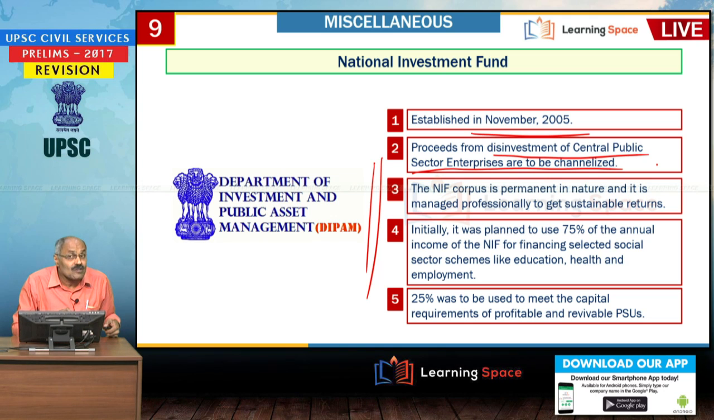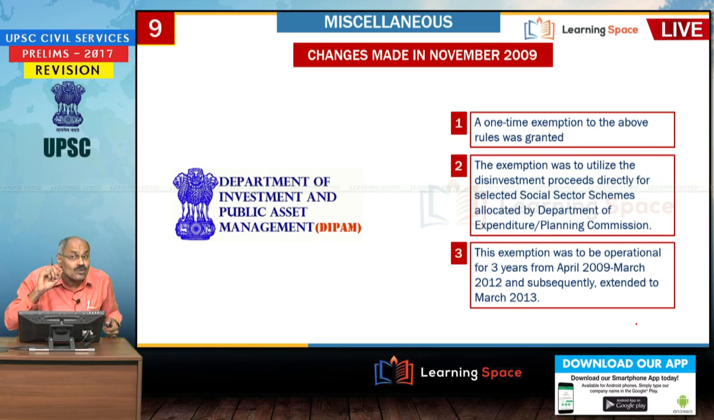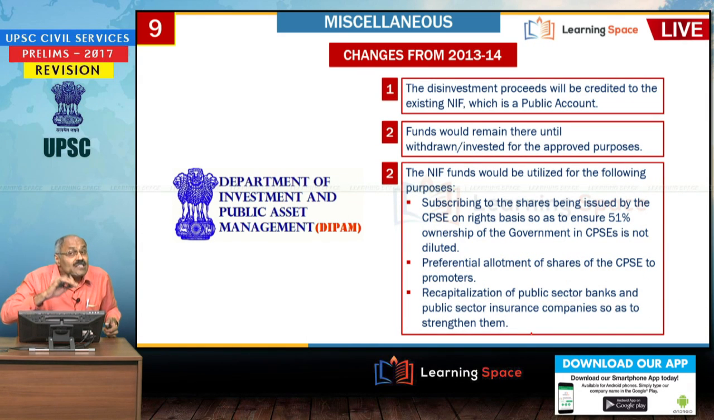If any disinvestment is done in a central public sector enterprise, then it is to be channelized into the National Investment Fund, and it will be permanent in nature, and it is managed professionally to get sustainable returns. Initially it was thought of like this, and in 2009 some changes or a one-time exception was given for utilization of the funds, and subsequently some changes were made from 2013-14.